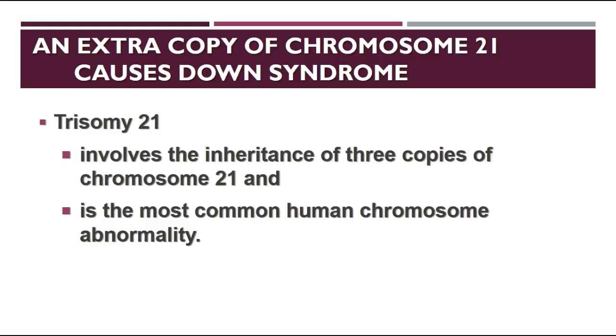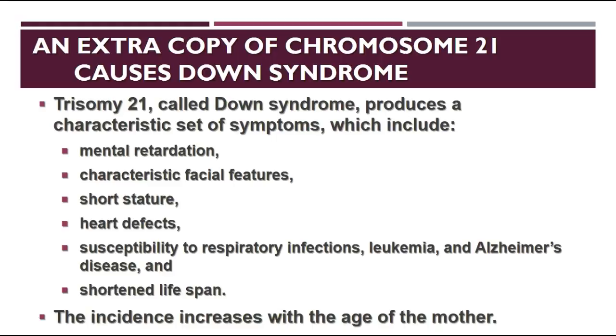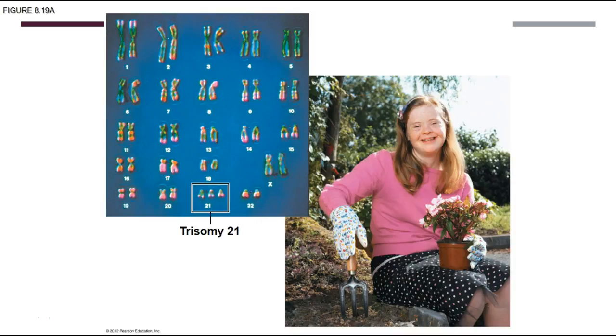Sometimes there are mistakes in the separation of the chromosomes from each other at meiosis. It's not super common, but it does happen. The most common one is called trisomy 21. This is inheriting 3 copies of chromosome number 21, and it's the most common human chromosome abnormality. It produces Down syndrome. There's a characteristic set of symptoms, including the ones listed here, and the incidence of Down syndrome or trisomy 21 increases as the mother gets older. There's a graph in your book that shows the incidence of Down syndrome increases as the mother gets older.